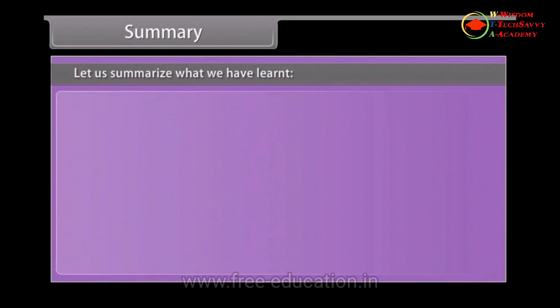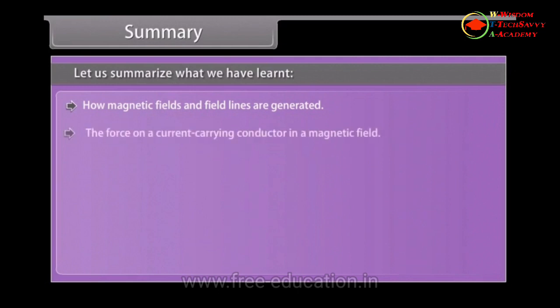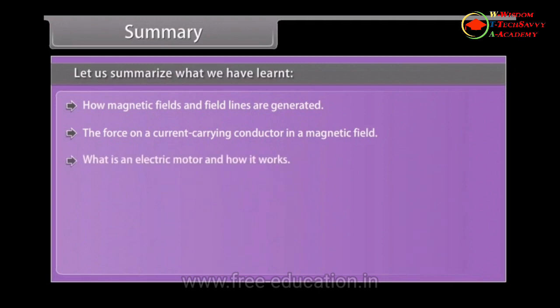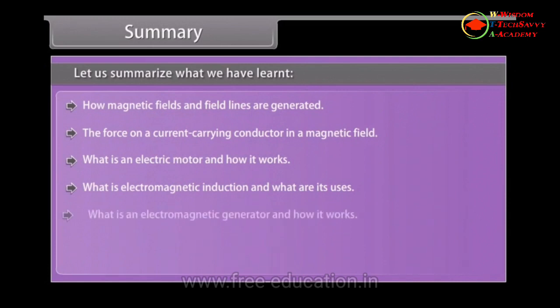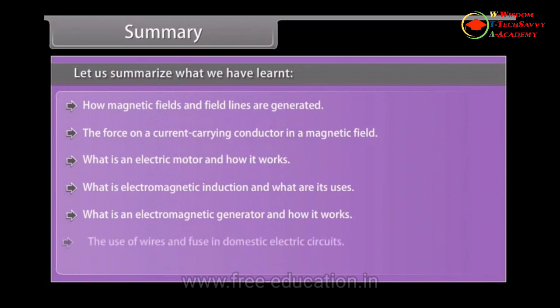Summary. Let us summarize what we have learned. How magnetic field and field lines are generated. The force on a current-carrying conductor in a magnetic field. What is an electric motor and how it works? What is electromagnetic induction and what are its uses? What is an electric generator and how it works? The use of wires and fuse in domestic electric circuits.